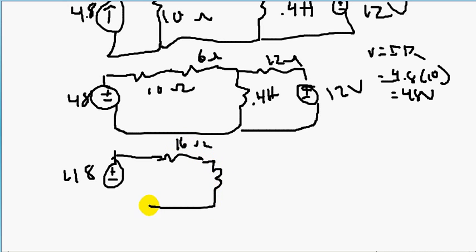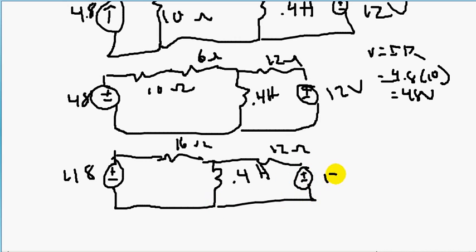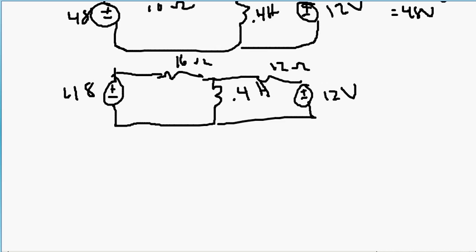And this inductor, 0.4 henries, and 12 ohms, and we have our 12 volt voltage source. And now finally, we have Thevenin's equivalence on both sides. See a voltage source in series with a resistor on both sides. So let's transform both sides using source transformation into their Norton's equivalence.